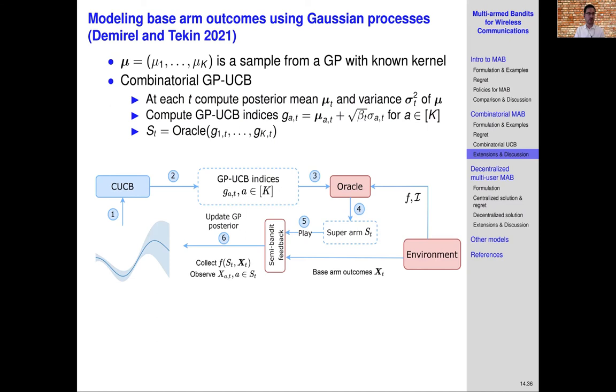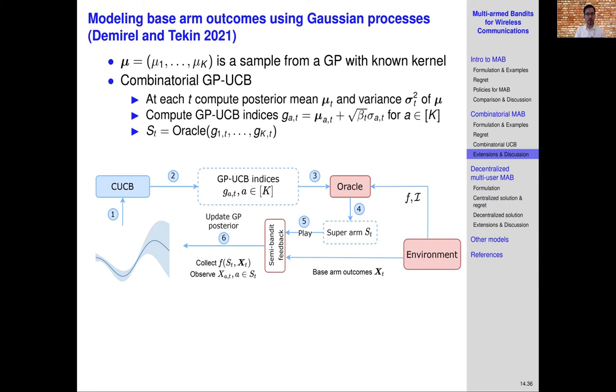The methods that I have described so far exploit correlations between superarms, knowing that superarms share base arms, but they do not explicitly exploit correlations between base arms. Next, I will talk about how to exploit correlations between base arms. For this setup, we assume that the base arm outcomes are samples from a Gaussian process with a known kernel, and we investigate the combinatorial version of the Gaussian process upper confidence bound algorithm.